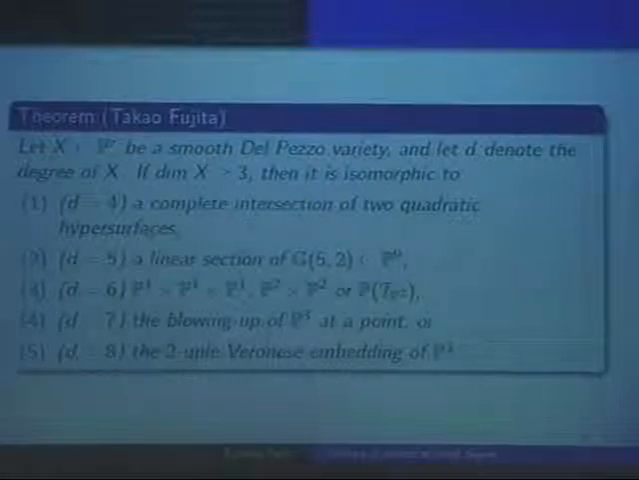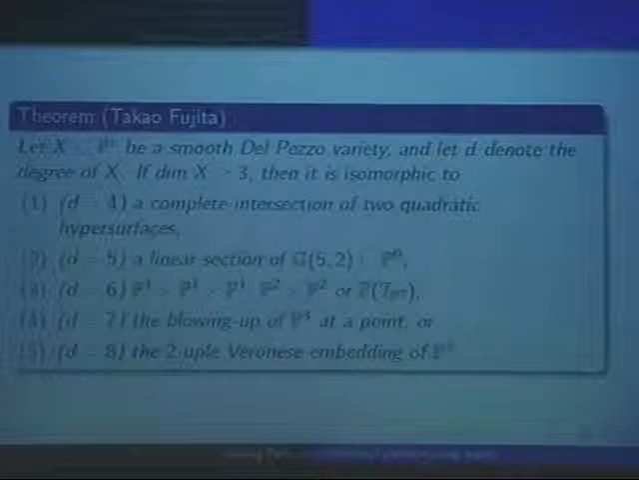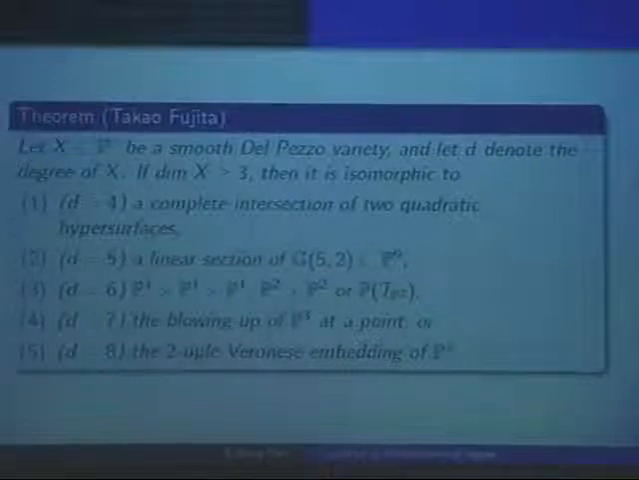And concerning the classification, the two-dimensional case was classified by Del Pezzo. They are the Veronese embedding of the projective plane or its inner projection from up to 6 points. And for the higher dimensional case, the classification was obtained by Takao Fujita in the middle of the 70s.